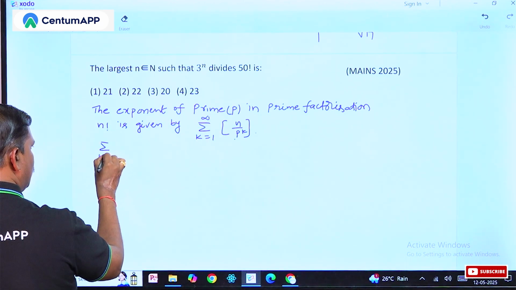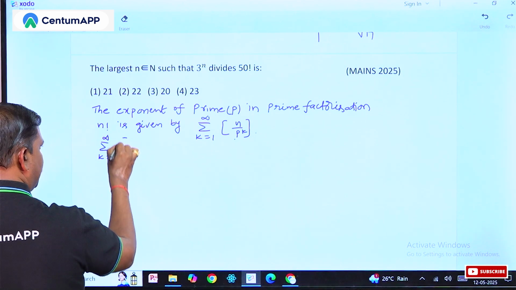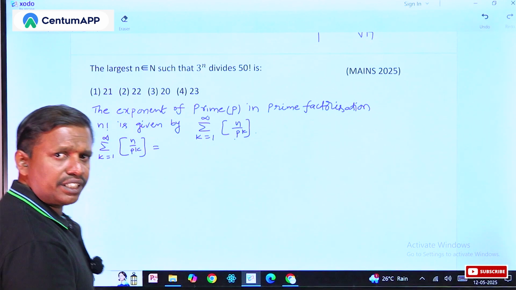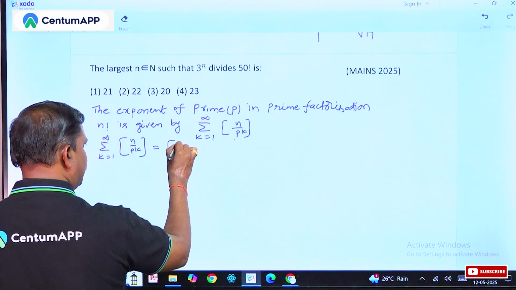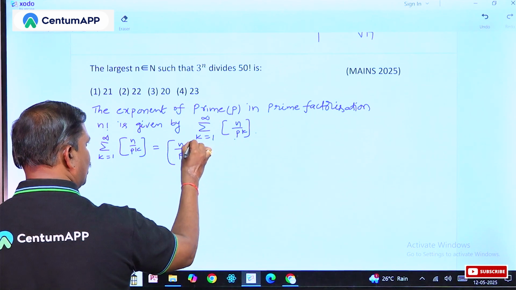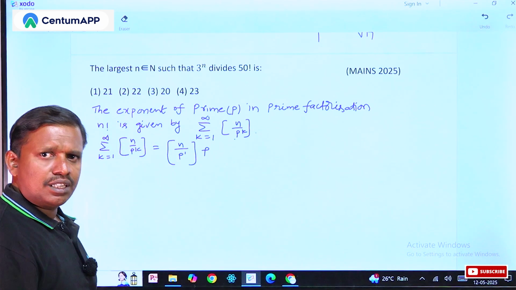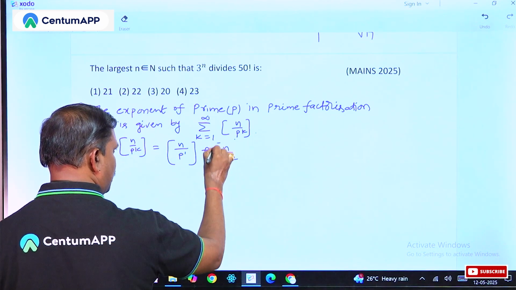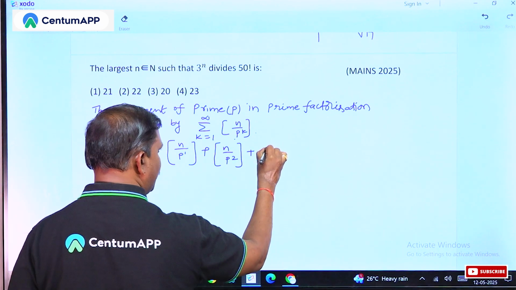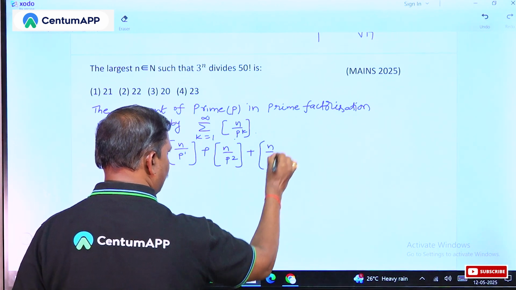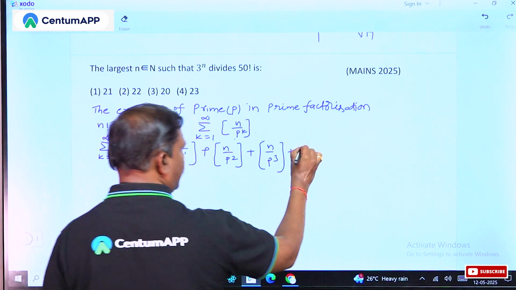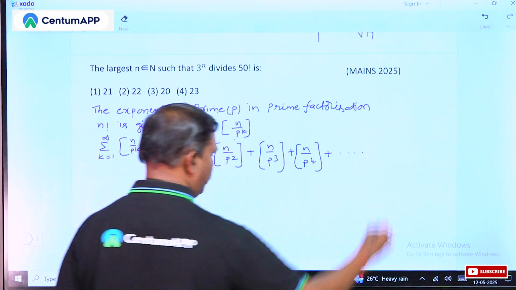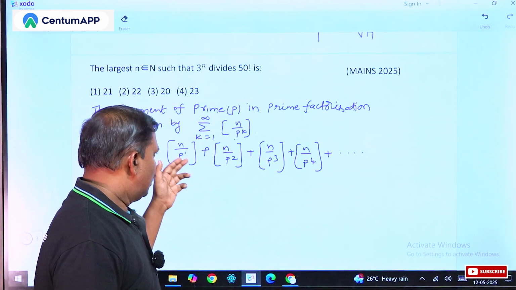Sigma k equal to 1 to infinity of the bracket of n by p power k is equal to, now substituting k equal to 1, we get the bracket function of n by p power 1. Sigma represents sum, that's why plus, for k value 2, the bracket function of n by p square, plus the bracket function of n by p cube, plus the bracket function of n by p power 4, and so on. Based on the sum we can write this.